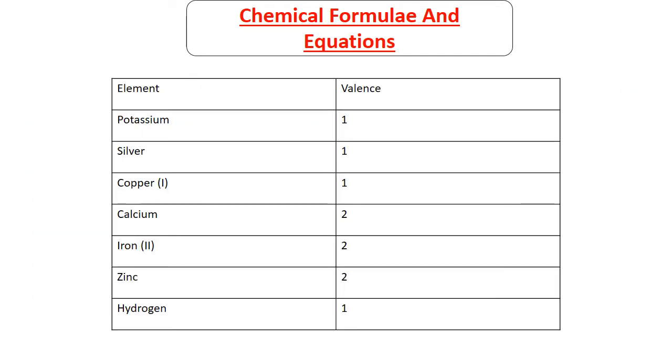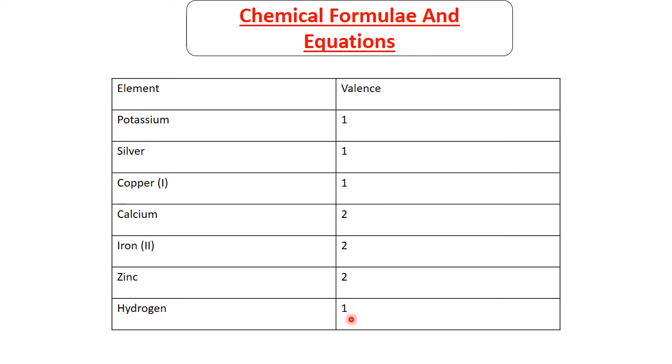We have some elements here with their valencies. Potassium has a valency of 1. Silver has a valency of 1. Then there is an element which maybe you might not have heard of, copper 1. There are different types of copper: copper 1, copper 2. Copper 1 has a valency of 1, calcium has a valency of 2, iron 2 has a valency of 2, zinc has a valency of 2, and hydrogen has a valency of 1.